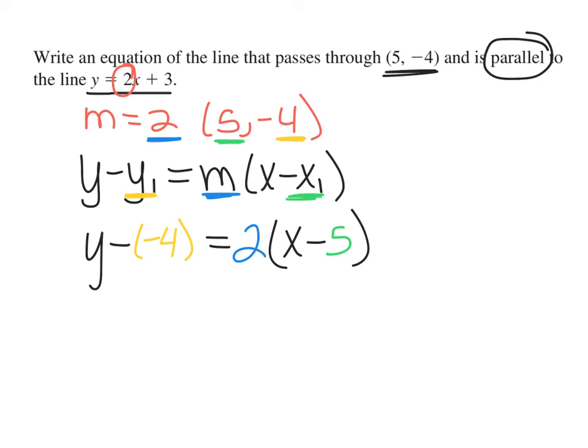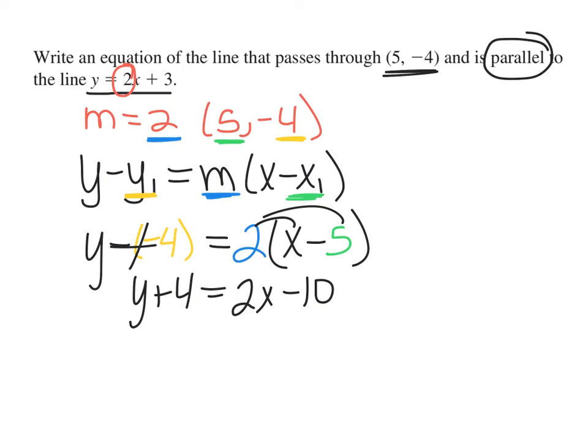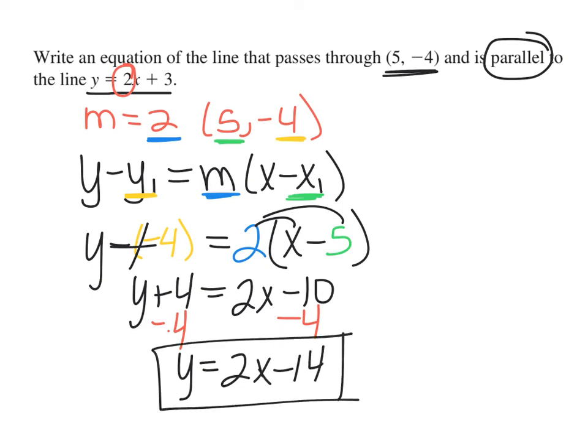And we need to simplify. Minus a negative becomes plus, so y plus 4. Distribute my 2, so that means 2x minus 10, 2 times 5. We have to multiply both terms inside the parentheses. And then we get y by itself by subtracting 4, and we get y equals 2x minus 14. That's our final answer. So this line has the same slope as y equals 2x plus 3 and is parallel to it, and it passes through the point that was given to us.